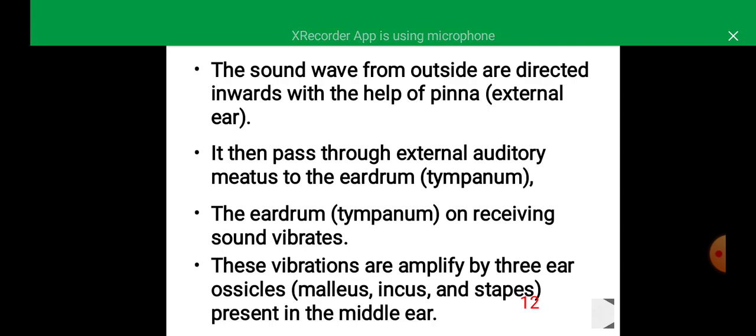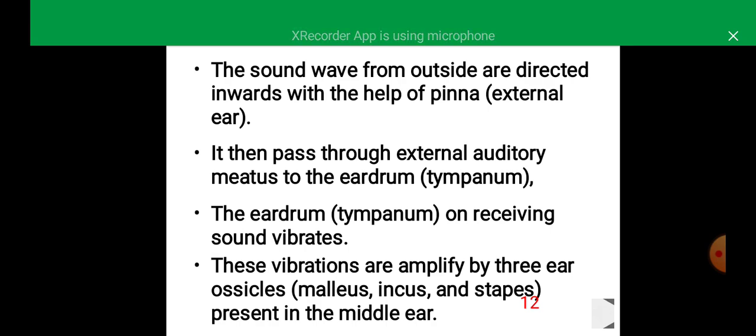The sound wave, that means any wave or vibration or sound from outside, is directed inward with the help of the pinna, that is the external ear, the funnel. It then passes through the external auditory meatus to the eardrum. So here the sound is traveling into the first region of the ear, which we call the outer ear. The pinna, part of the outer ear, collects the sound, which passes through the external auditory meatus, and from the external auditory meatus to the eardrum, that is the tympanum.